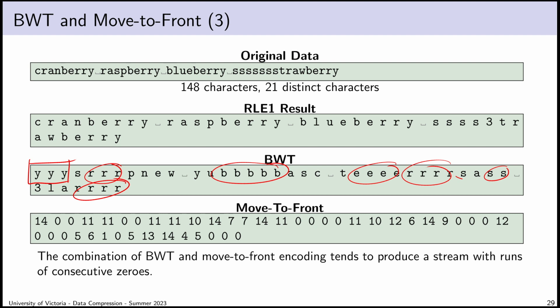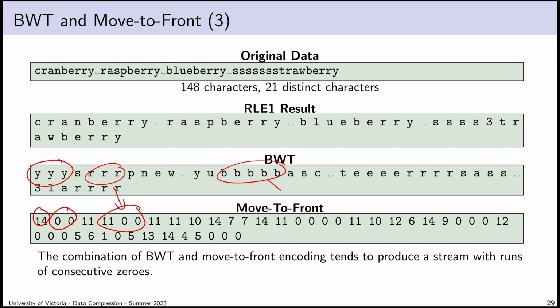When I perform the Move-to-Front transform, runs of consecutive characters get turned into a single index followed by a run of zeros. So there are the 3 Y's. Here are the 3 R's. Here's my run of 5 B's, I think is this. And then there are the 4, I think this should be the 4 E's here. So anyway, you'll get a bunch of runs of zeros.